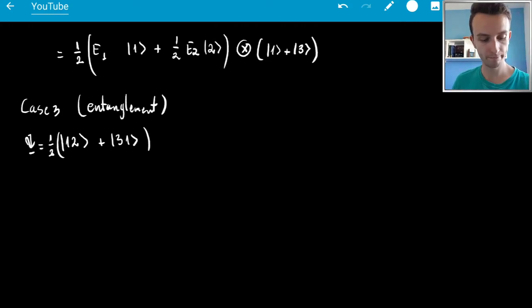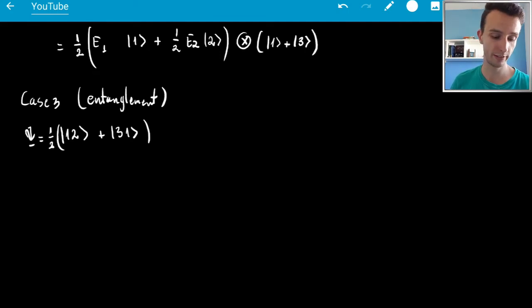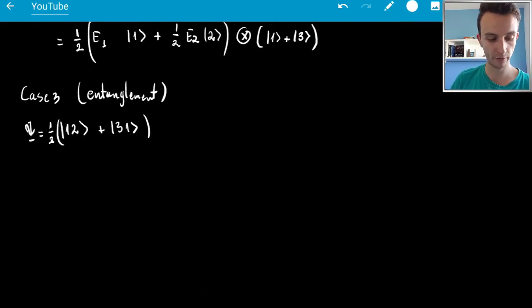Okay. If this is wrong, don't worry about it. The normalization, as you know, doesn't really matter unless you're actually finding the probabilities. But yeah, okay, let's check.